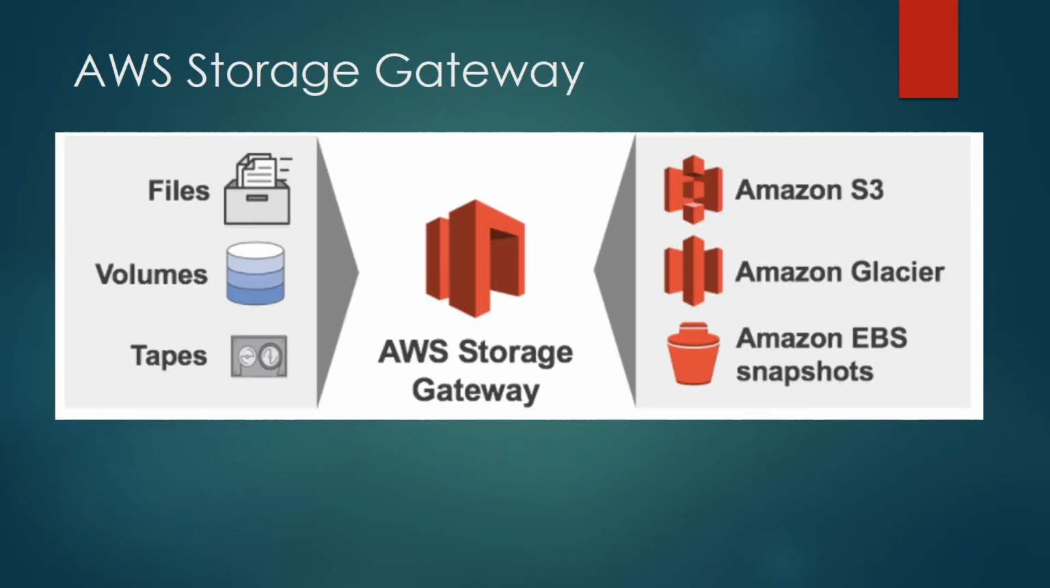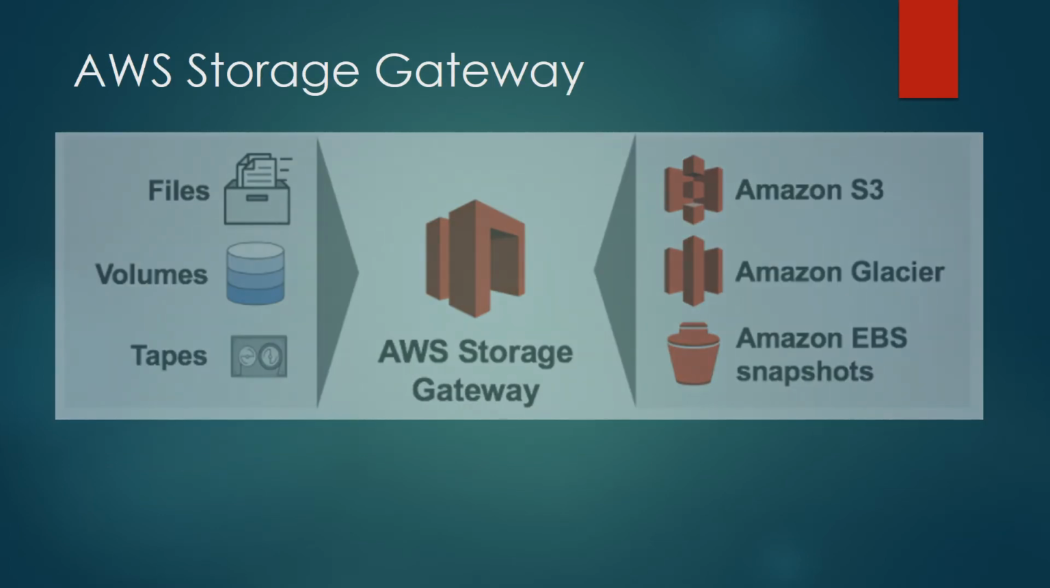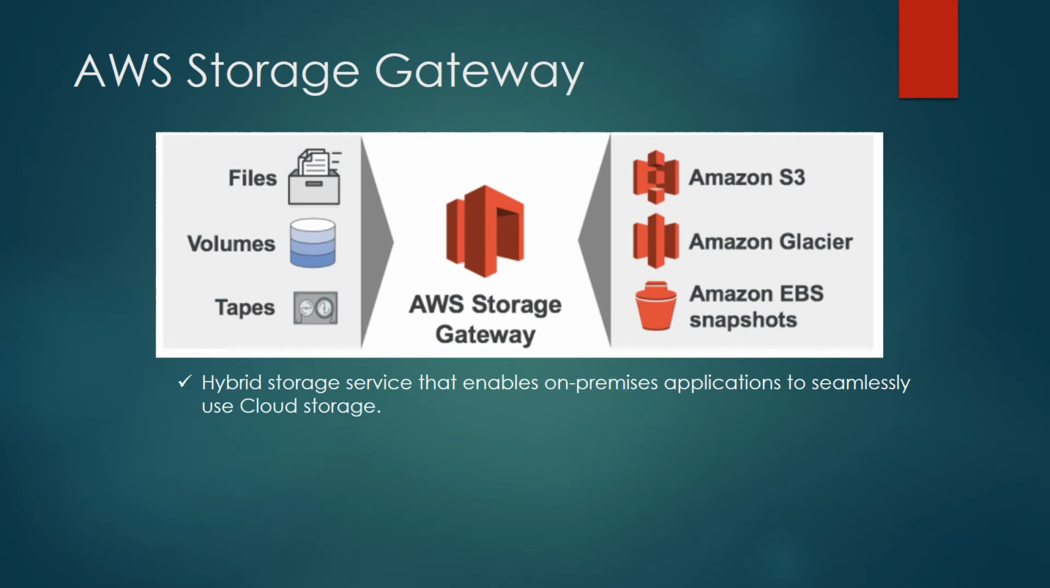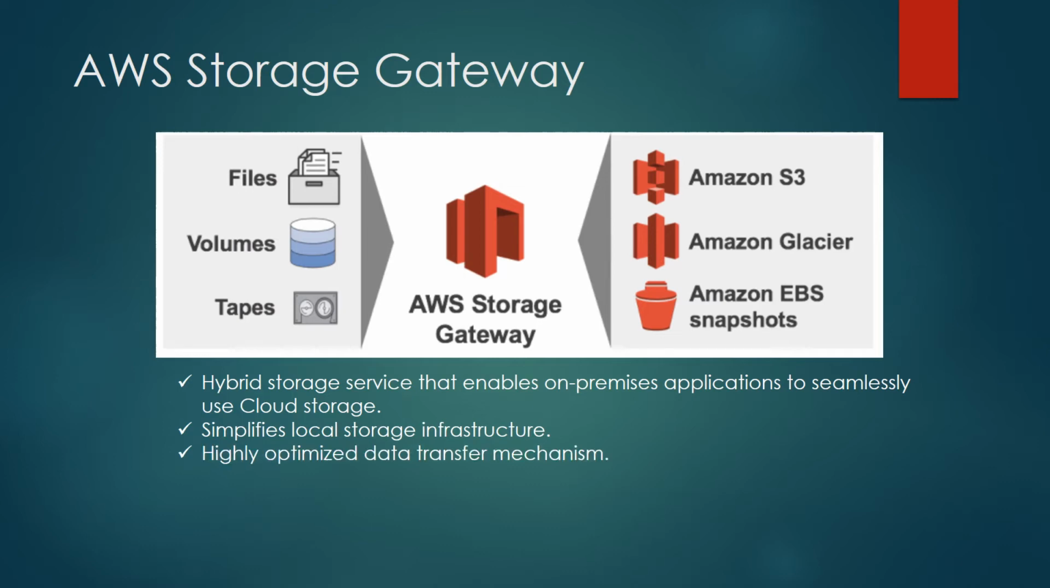The AWS Storage Gateway is a hybrid storage service that enables your on-premises applications to seamlessly use AWS Cloud. You can use the service for backup and archiving, disaster recovery, cloud data processing, storage tiering, and migration. The service helps you simplify your data center or office storage infrastructure. Your applications directly connect to the service through a virtual machine or hardware gateway appliance using the standard storage protocols such as NFS or SMB.